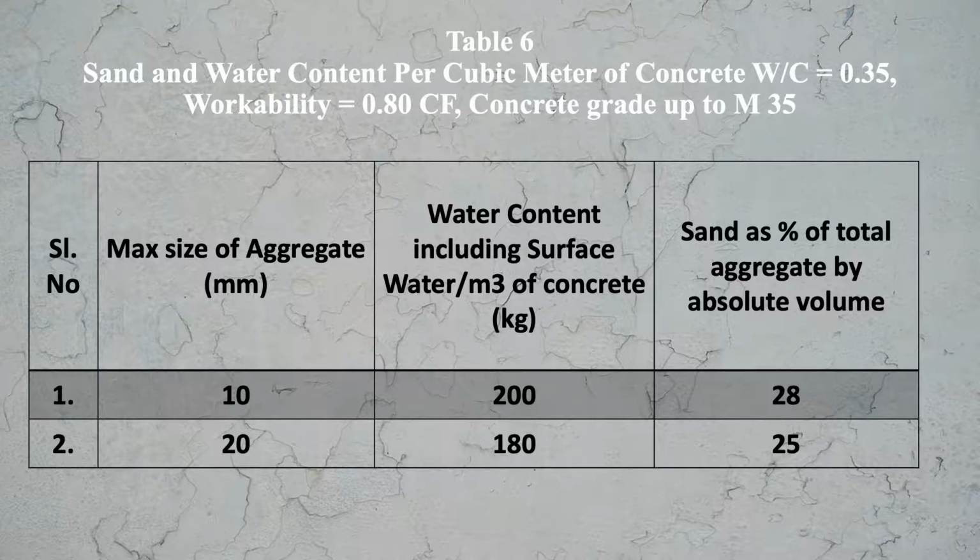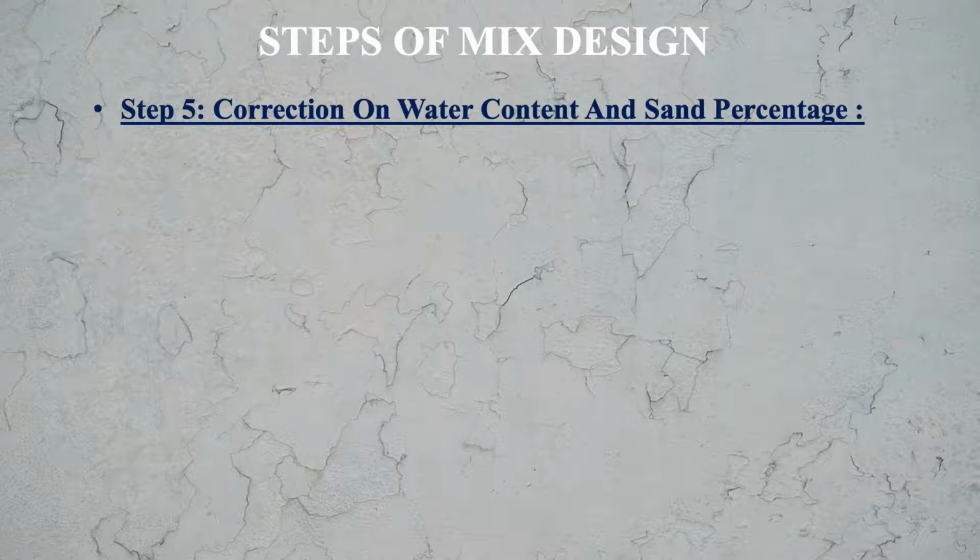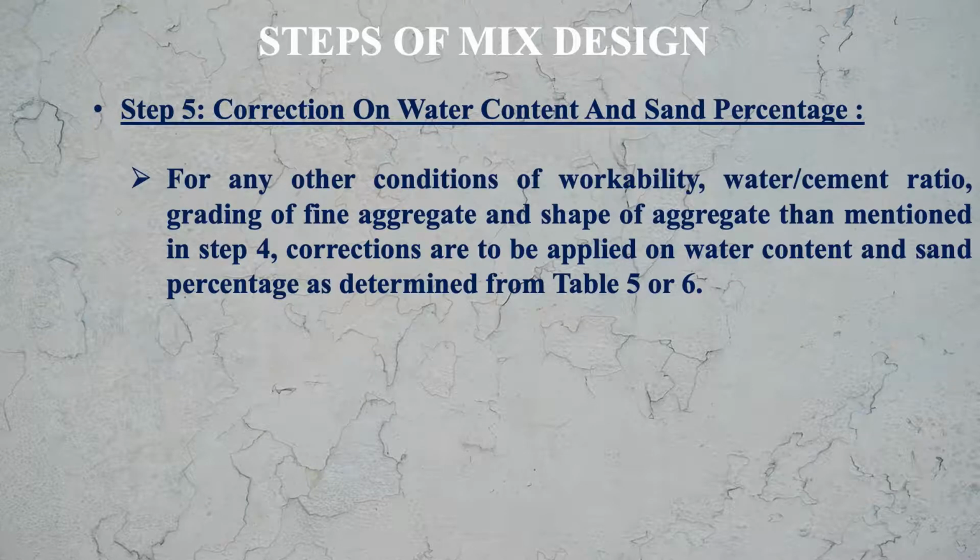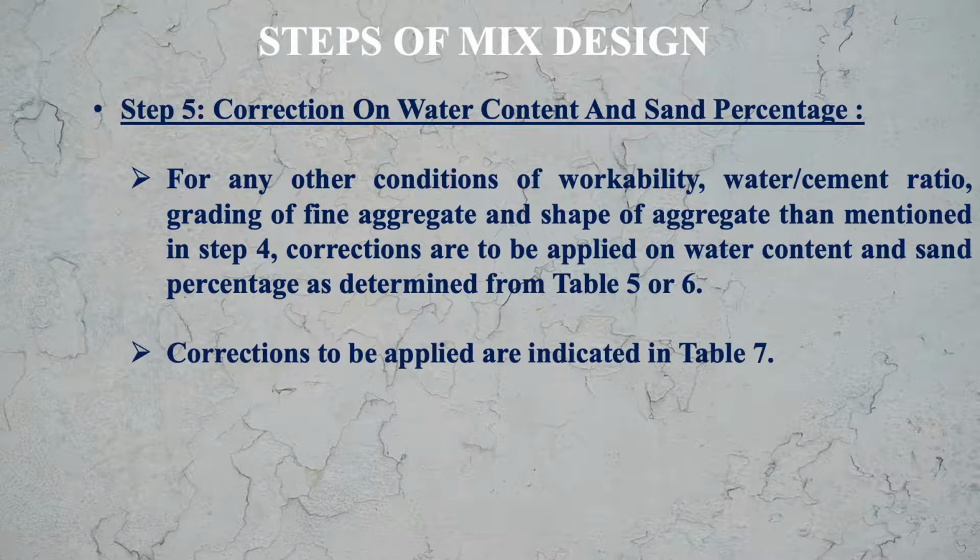Now let us move to the next step, step 5. In step 5 what we do? Correction on water content and sand percentage. For any other conditions of workability, water cement ratio, grading of fine aggregate and shape of aggregate than mentioned in step 4, corrections are to be applied on water content and sand percentage as determined from table 5 and 6. The corrections to be applied are indicated in table 7. So let us see what is table 7.